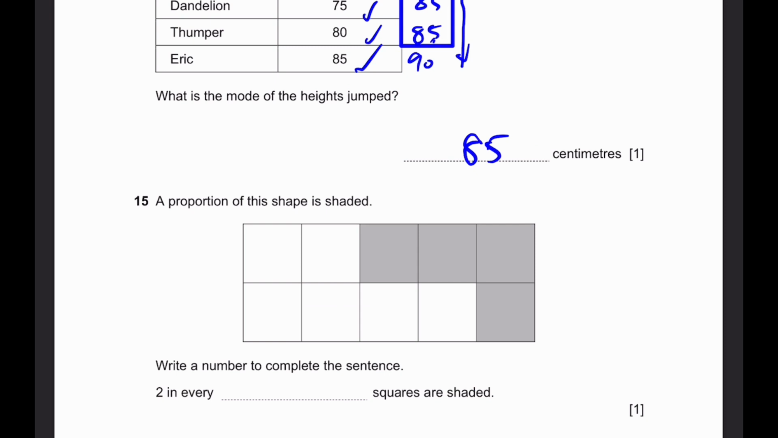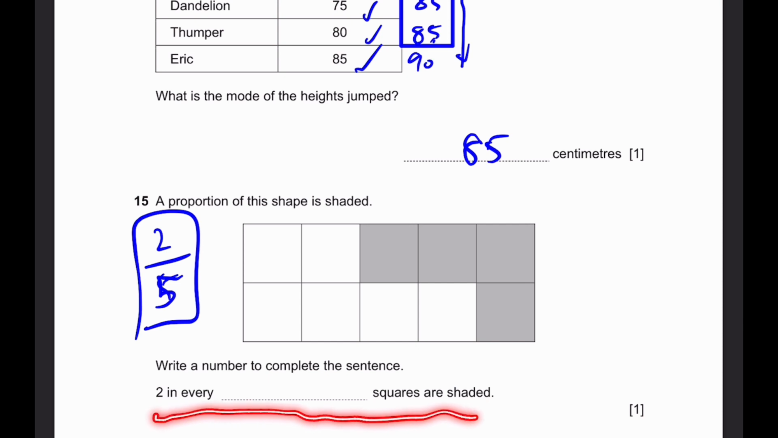Question 15. A proportion of this shape is shaded. Write a number to complete the sentence. 2 in every dash squares are shaded. So we can see that out of 1, 2, 3, 4, 5, 6, 7, 8, 9, 10 squares, 4 are shaded. So that's simply 4 by 10 of all the squares are shaded. And we can simplify this to 2 by 5. Expressed verbally, this is 2 in every 5 squares are shaded, since 2 by 5 simply means 2 out of 5, or 2 in every 5. So the answer is 5.